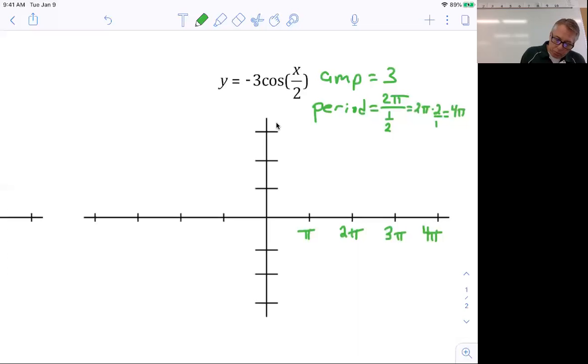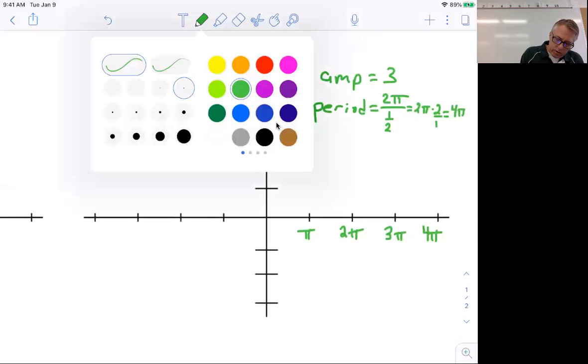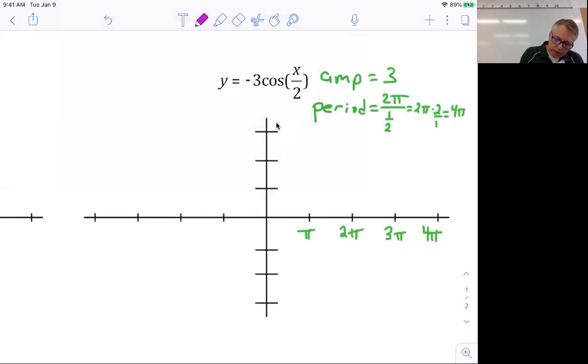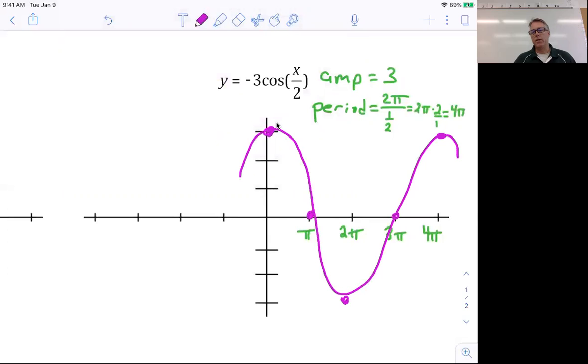We have an amplitude of 3. It's a cosine graph, so the cosine graph is going to start here. Then it's an intercept. Then it's a minimum. Then it's an intercept. Then it's a maximum. So that cosine graph looks like that.